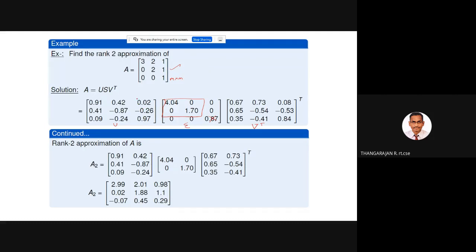I just ignore this column, and similarly here I have to ignore this column. Now you see that when I do this, you get this lower rank 2 approximation, because I have taken only 2 values. Now just compute this. You get A2. A2 is actually a rank 2 approximation of A.